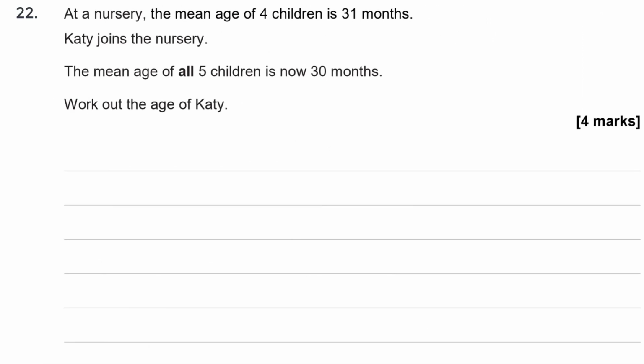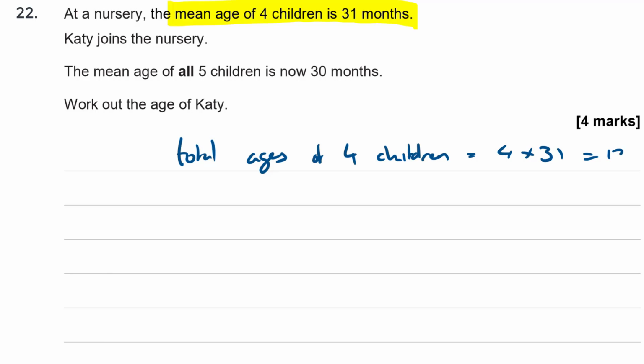Okay. At a nursery, the mean age of 4 children is 31 months. Katie joins the nursery. The mean age of all 5 children is now 30 months. Work out the age of Katie. So let's take this first statement here, that the mean age of the 4 children is 31 months. Now if their mean age is 31, then we can work out the total ages of those 4 children by multiplying 4 and 31 together. So total ages of 4 children equals 4 times 31, which is 124.